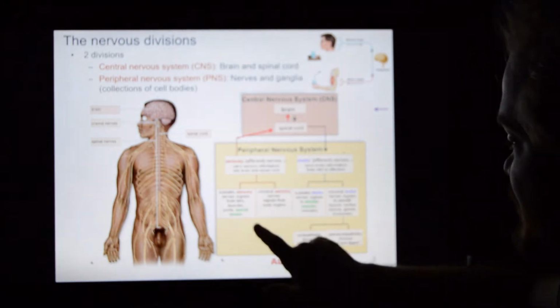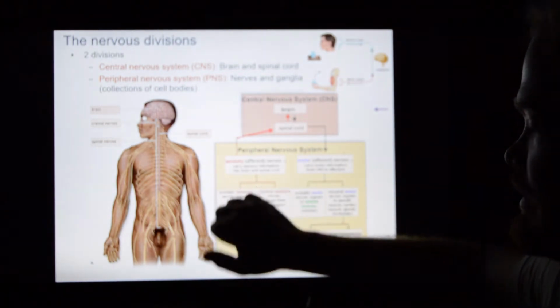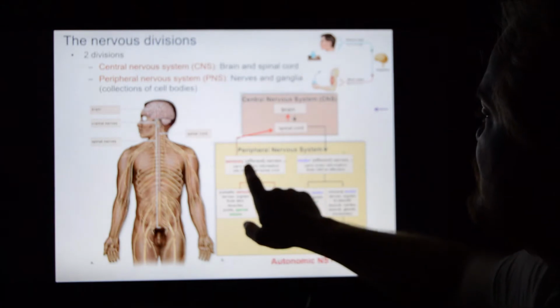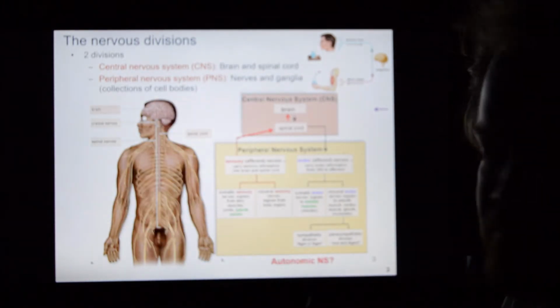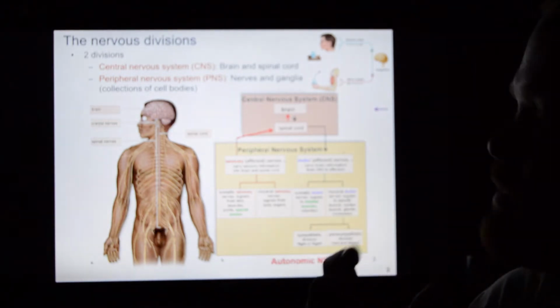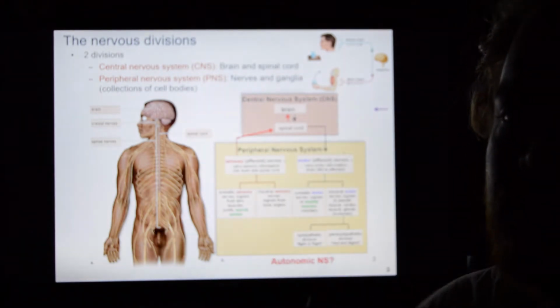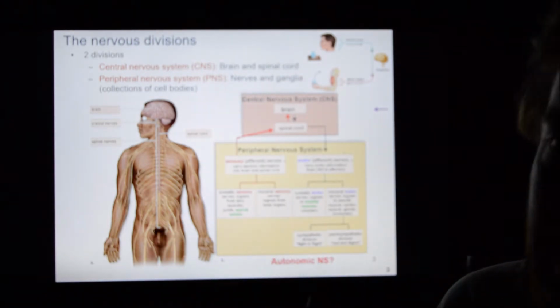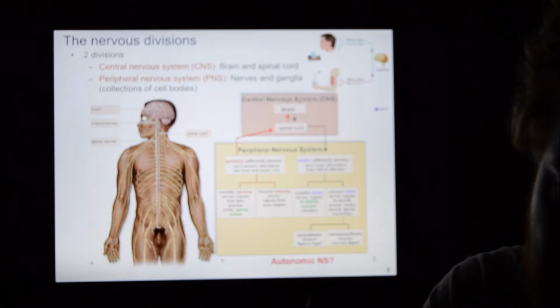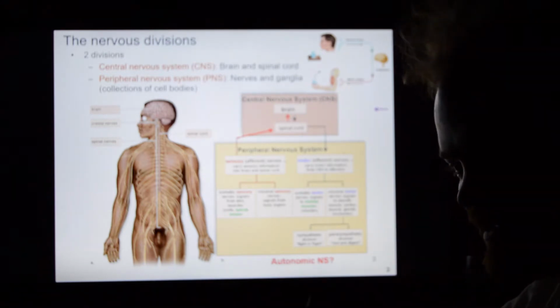Now, you'll see that it's broken down into two parts: sensory and motor. Sensory carries afferent messages into the brain and spinal cord. The sensory side takes information into the brain and spinal cord, whereas the motor division carries information out from the brain and spinal cord. Sensory in, motor out. This is very important. I realize how simple that sounds, but people screw it up all the time.